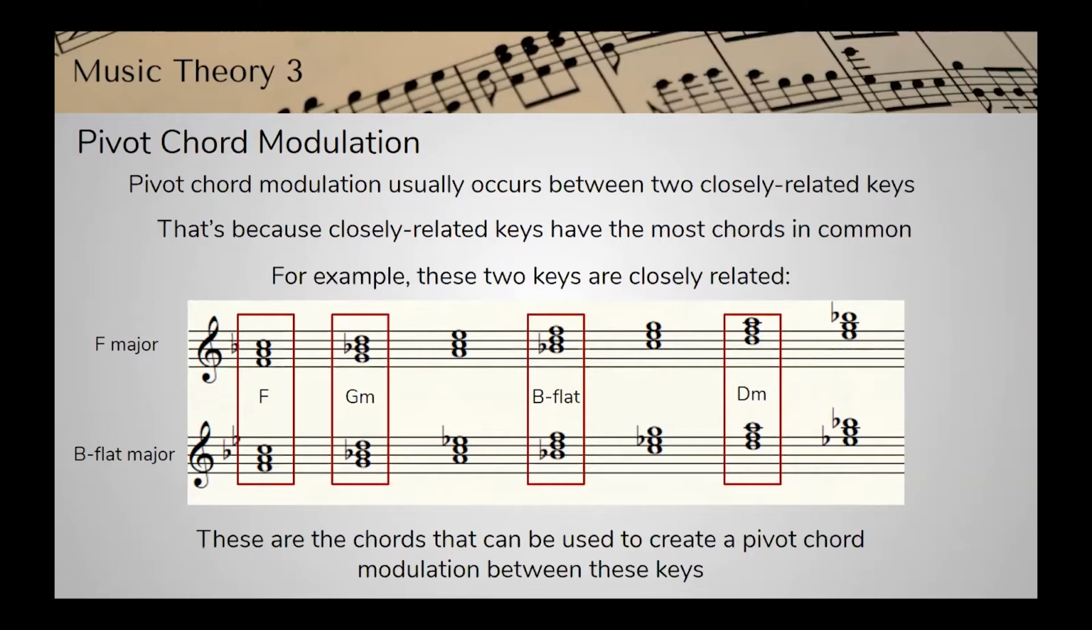You'll notice that the ones that are not in common, such as the third chord there, that's an A minor chord in the key of F major, but the chord with that root is a diminished chord in the key of B flat major, so those are not in common. The fifth chord there, that's a C major triad in the key of F major, and it's a C minor triad in the key of B flat major, so those are not in common.